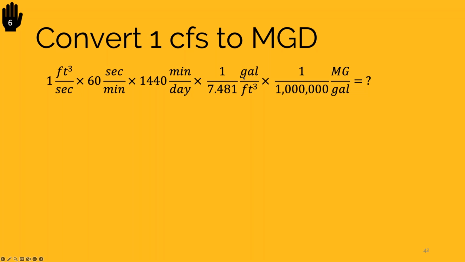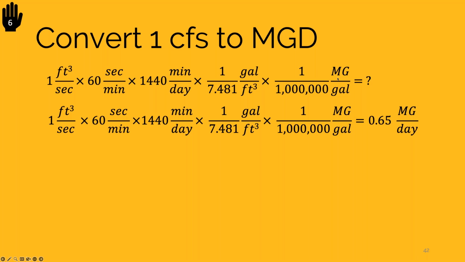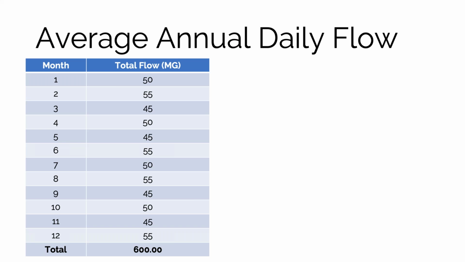And then I know that a cubic foot is 7.481, excuse me, I've got that backwards. 7.481 gallons per cubic foot. And assuming I did my math right, it should come out to 0.685 gallons per day. I think I actually did my math wrong there. But yeah, the correct answer is 0.685.